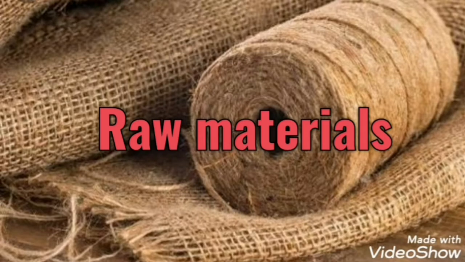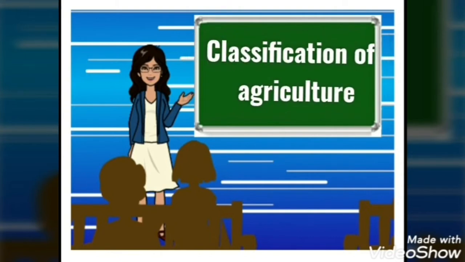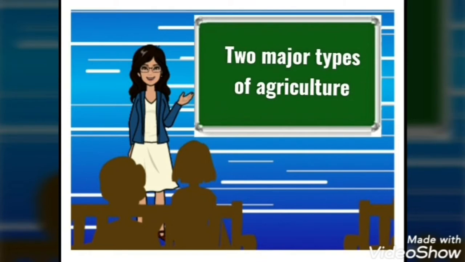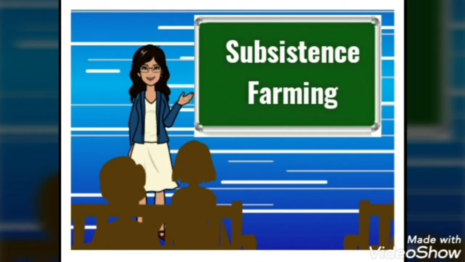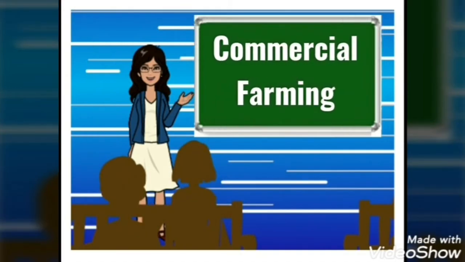On the basis of the amount of produce and consumption, agriculture has been classified into 2 major types. First one is subsistence farming and second one is commercial farming. Let us know about them in detail.